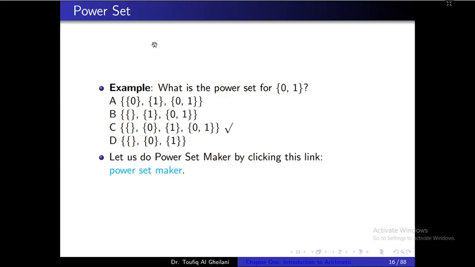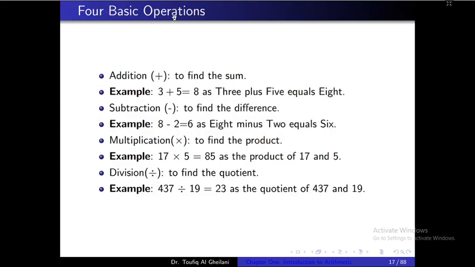For basic operations: addition, plus, to find the sum. For example, 3 plus 5 equals 8. Subtraction, minus, to find the difference. For example, 8 minus 2 equals 6. Multiplication, times, to find the product. For example, 17 times 5 equals 85. Division, to find the quotient. For example, 437 divided by 19 equals 23.